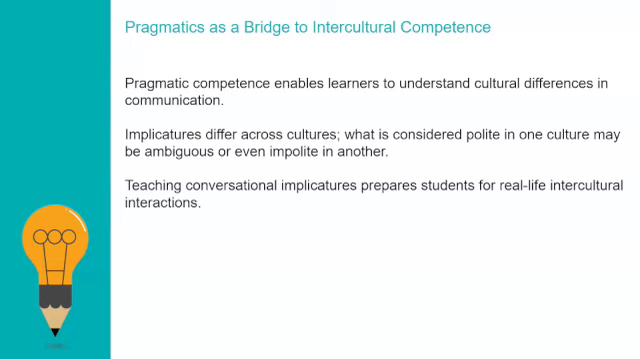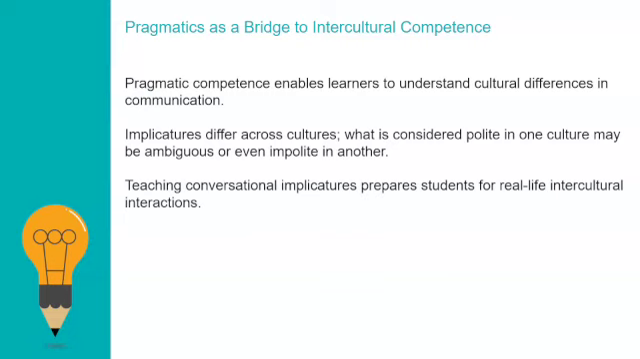Pragmatic competence is not just about knowing the language, it's about understanding how meaning is shaped by cultural norms and social expectations. Effective communication in a second language requires more than just vocabulary and grammar. It requires awareness of how messages are interpreted in different cultural settings. For example, indirectness is often used to express politeness in English-speaking cultures, while in other cultures, like Greek in my case, directness might be preferred.